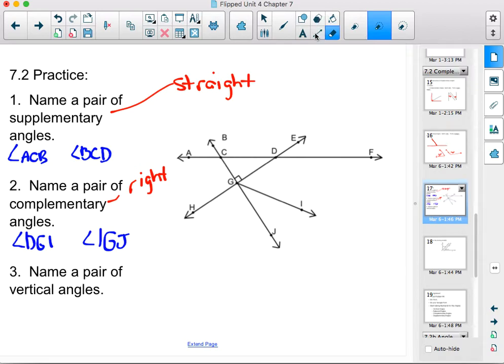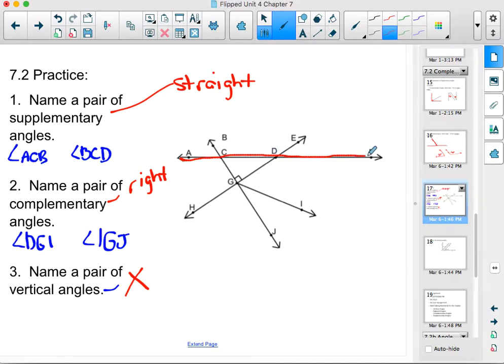Last thing we are asked to find is a pair of vertical angles. Remember, vertical angles, we are looking for an X. So I'm going to find where we have an X, and there are lots of them. I'm just going to choose this X right here. There's one line. Here's another line. Here are my 4 angles, 1, 2, 3, 4.